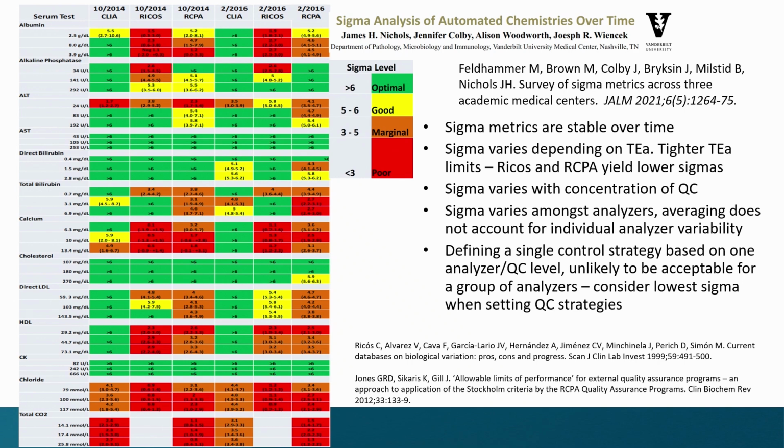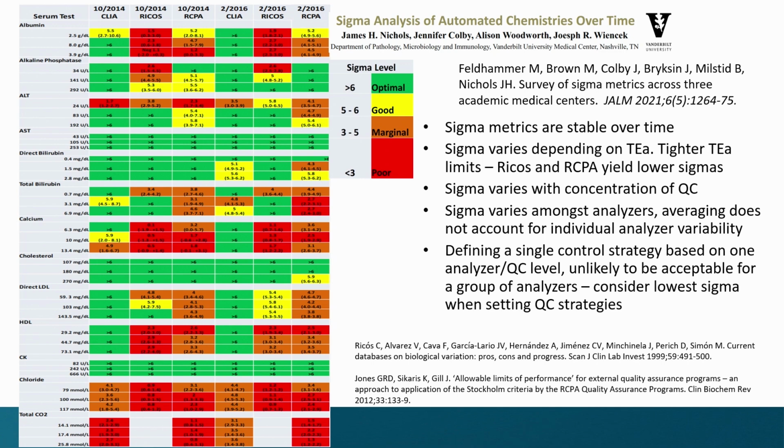Optimum performance was green. That is greater than 6 sigma. Good performance was in yellow, and poor performance was in red. So just looking at color coding these, you can see albumin at the very top. If we use very wide limits, CLIA, we're assessing this as either optimum to good performance, versus if we use tighter stringency, the RICO's publication, we're poor performance.